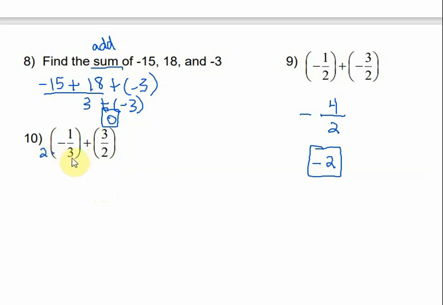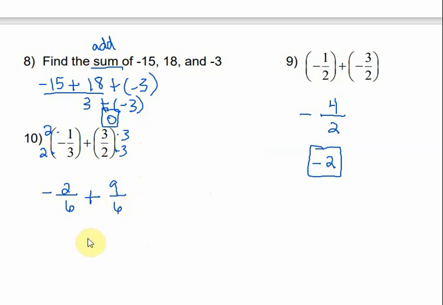And when I'm dealing with fractions, I can't just do something to one part of the fraction. I have to do it to both parts. So I need to multiply both the top and the bottom by 2. So 2 times 1 is 2. 2 times 3 is 6, and it's a negative. Okay, so what do I multiply 2 by to get 6? It would be 3. So I need to do the same thing to both parts. And I get 3 times 3 is 9. 2 times 3 is 6.